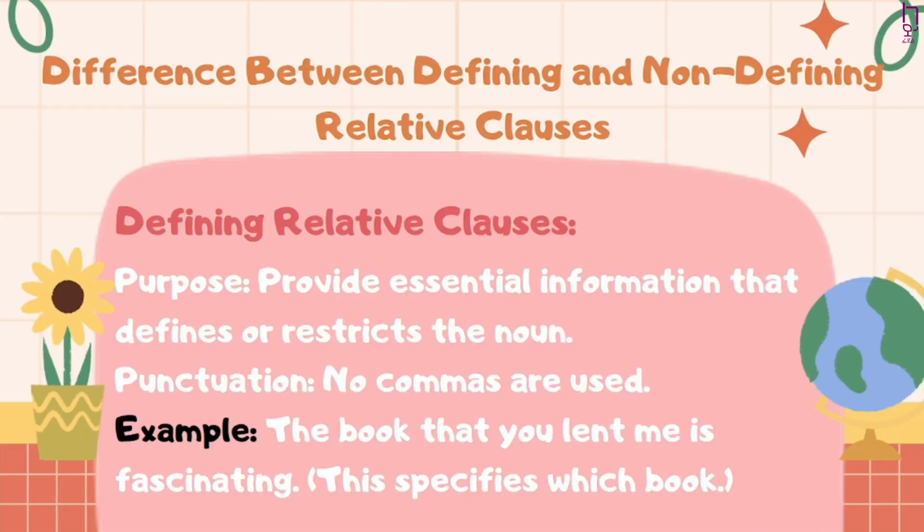Now, the difference between defining and non-defining relative clauses. We have seen non-defining relative clauses and defining relative clauses on their own. Now we will see their differences. A defining relative clause provides essential information that defines or restricts the noun. In terms of punctuation, no commas are used. For example, the book that you lent me is fascinating. This specifies which book, the book that you lent me. So there is no comma used in this sentence. This is one example of a defining relative clause.